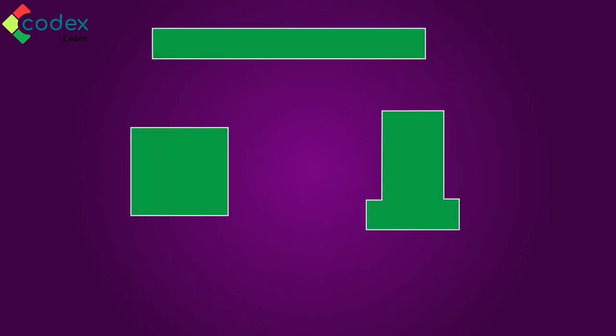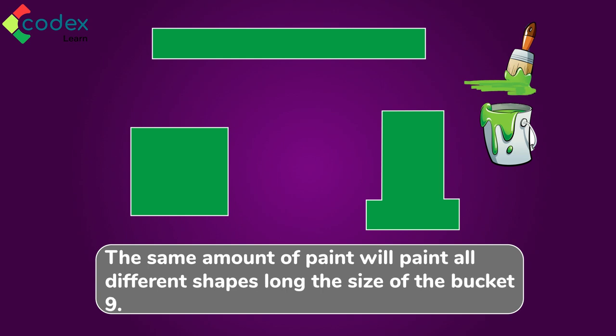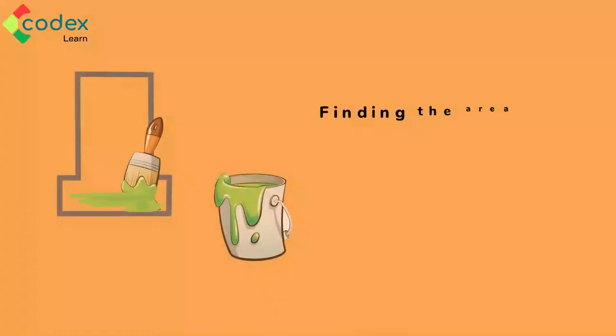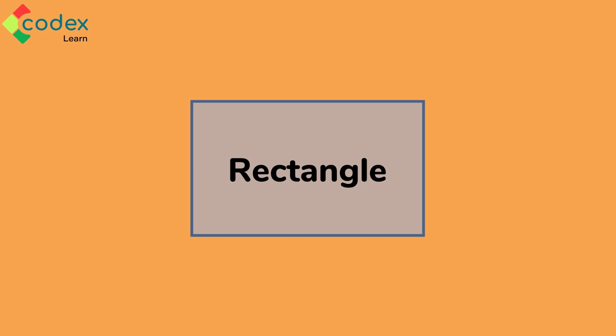If we were to paint the shapes with a bucket of paint, the same amount of paint will paint all the different shapes. Have a look. Finding the area helps us imagine how much paint would cover the shape. There are special formulas for certain shapes. Look at the rectangle, for example.